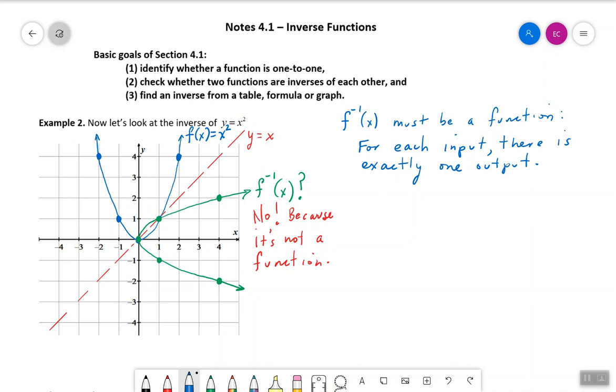And so what does that tell us about f of x? That tells us that f of x must have the following property. Remember, the relationship between f and f inverse is we switch x and y, or we switch the input and the output. So in order for f inverse to satisfy this condition, to say for each input there's exactly one output, then for f of x we've got to make an equivalent condition by switching the words input and output. f of x must satisfy the following condition: for each output, there is exactly one input.